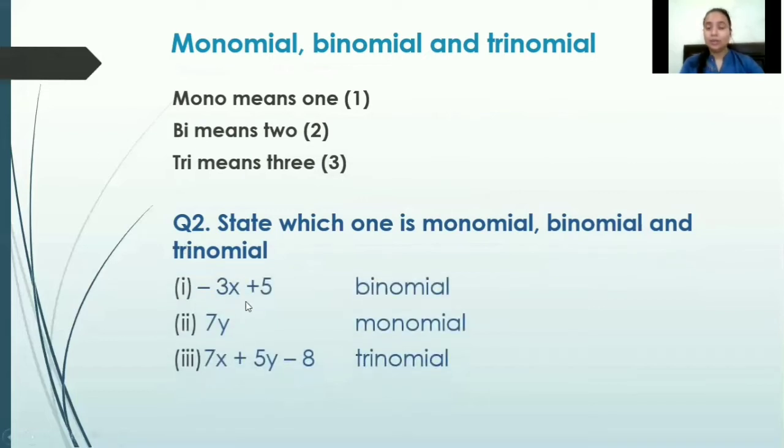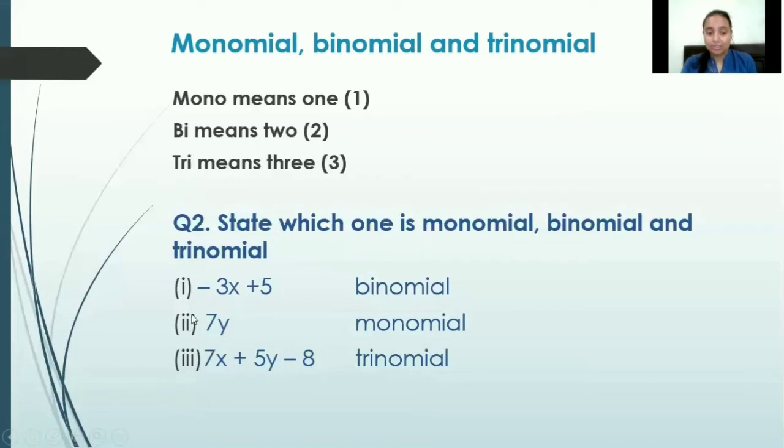Okay, pay a little attention, because sometimes we make mistakes in counting the terms. So, how to count the terms? Just see here. Minus 3x is one term, and after any mathematical operation like plus and minus, the second term is written. Remember? So minus 3x is one term and this 5 is another term. So two terms are there, so it is a binomial.